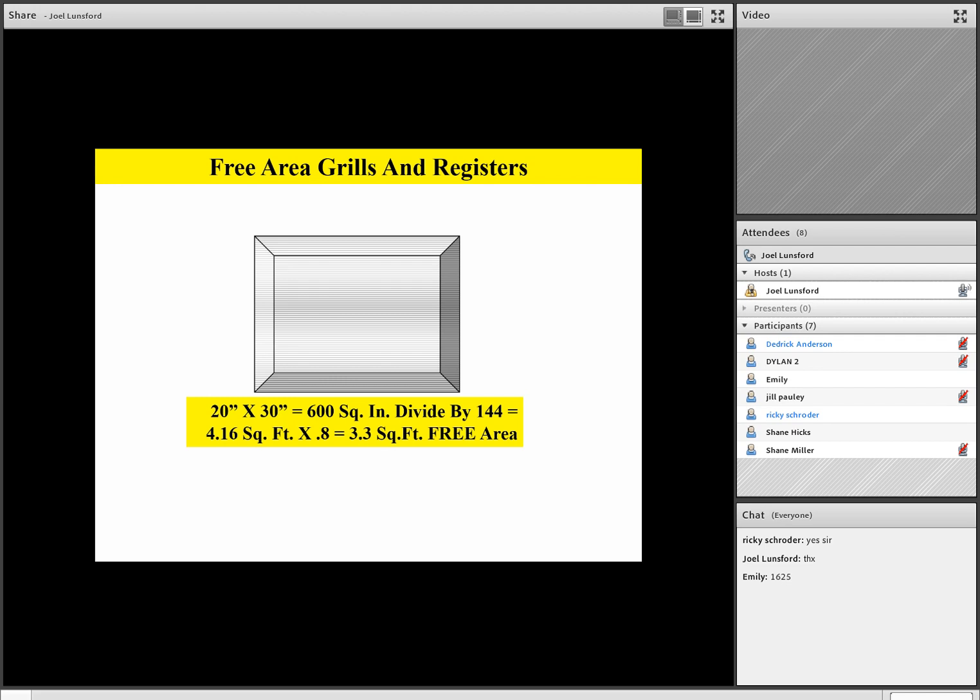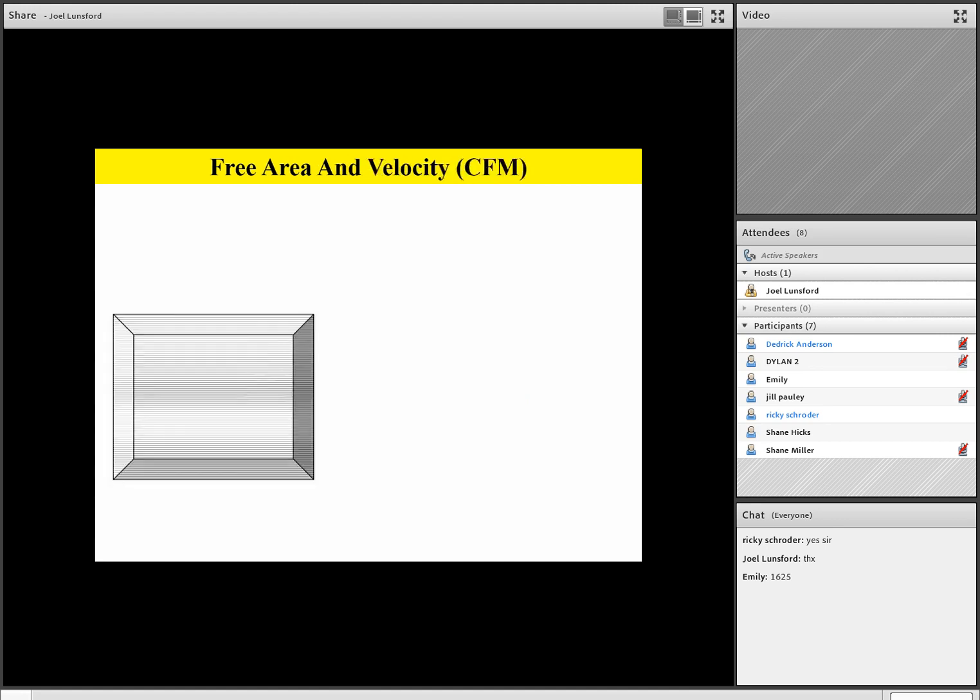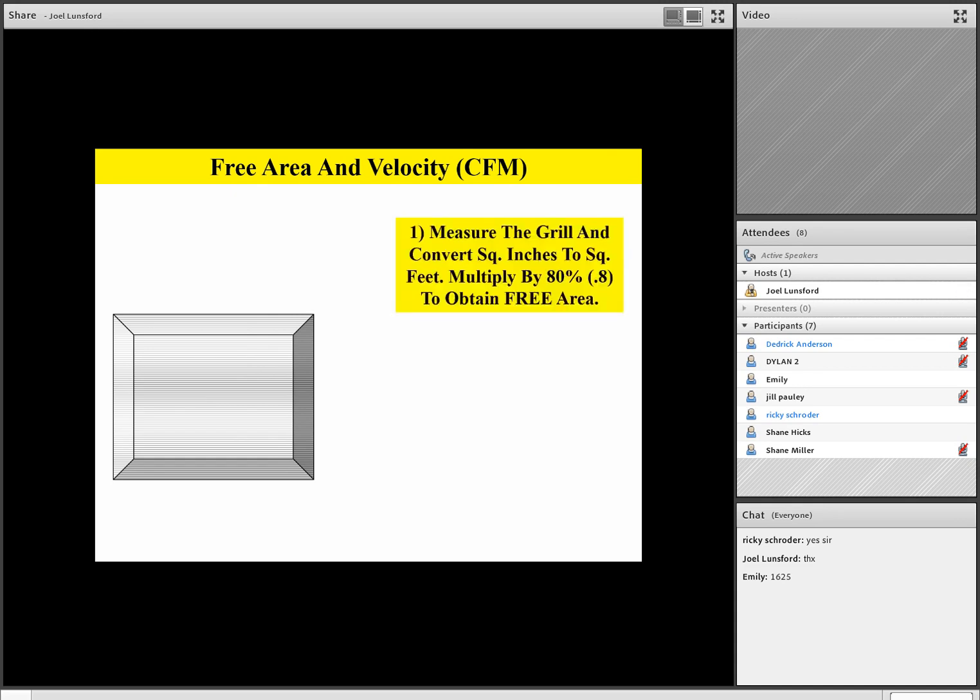Well, let's do a couple examples then of looking at the free area and the velocity or the CFM going across a grill or register. So in our first example, we're going to measure the grill and convert to square inches, and then divide by 144 to get square feet. We'll then multiply times 0.8 to obtain the free area. So let's do that. Let's say we have a 24 by 30 grill. 24 by 30.